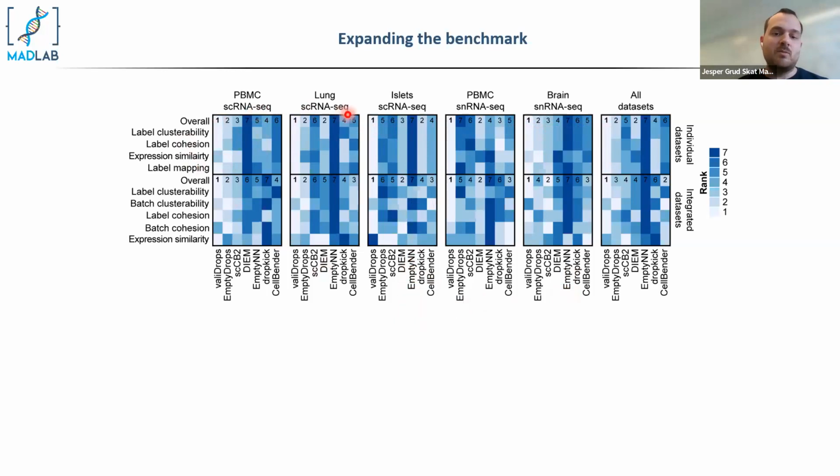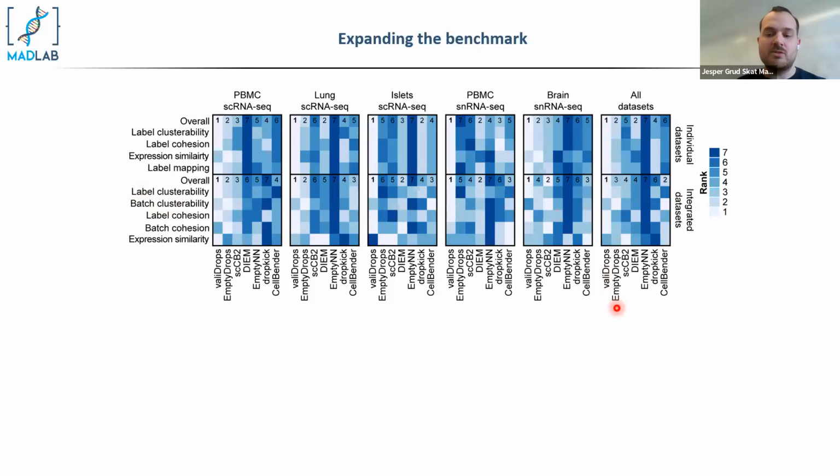What we did, more than just looking at individual data sets, is that we also took the data sets after filtering and tried to integrate them, and then looked for how much batch effects there are in the integrated space and how able we are to cluster labels in the integrated space. In these integration tasks, we also see that valiDrops is performing the best, followed by Cellbender and mtDrops, whereas mtDrops was the second best performer for the individual data sets.